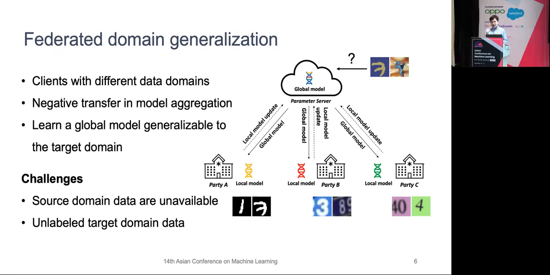We assume that each client's data are from a specific source domain and have specific features, like in this example, they have different backgrounds. The effective knowledge transfer among the clients in model aggregation is critical to the success of federated learning. So the goal here is to learn a global model generalizable to the target domain based on knowledge of these different client models. The challenge here is that the source domain data are not available during federated learning, and the target domain data are usually unlabeled, which renders the traditional methods for domain transfer, like generation methods, infeasible in the federated learning setting.